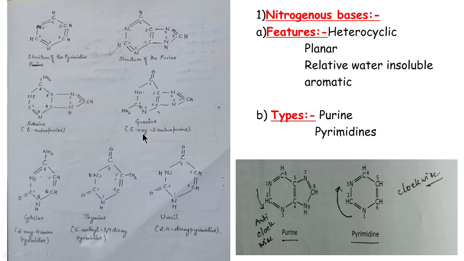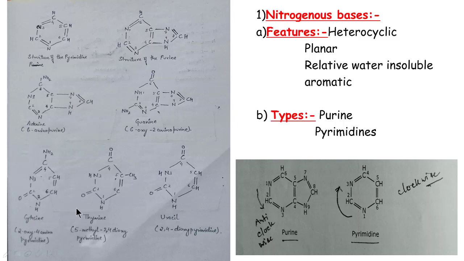In the guanine structure, at the 6th position, oxygen is present, and at the 2nd position, the amino group is present. Therefore, its name is 6-oxy-2-amino purine. In the cytosine structure, at the 6th position, oxygen is present, and at the 4th position, amino is present. Therefore, it is known as 2-oxy-4-amino pyrimidine.